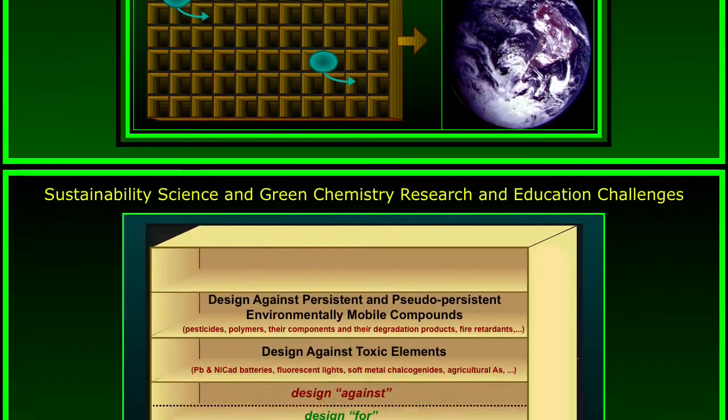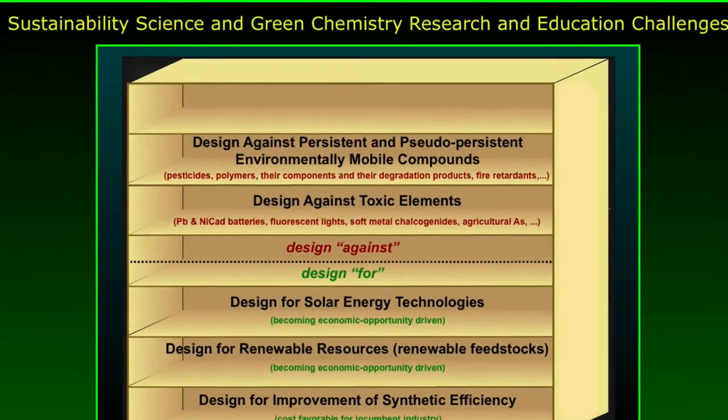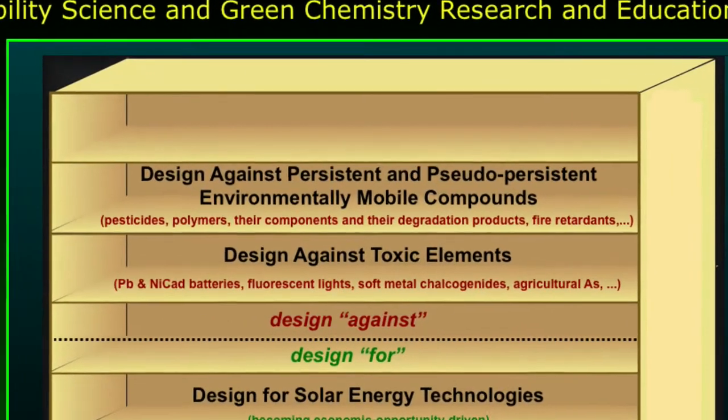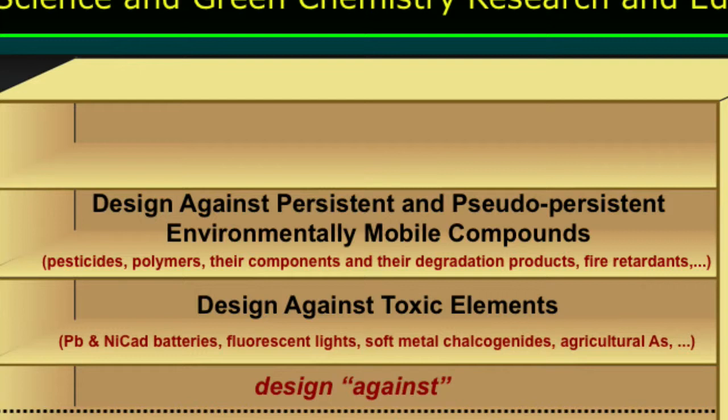The last two shelves that we have looked at, Design Against Toxic Elements and Design Against Persistent Environmentally Mobile Compounds, actually intersect beautifully with the principles of the natural step as defined by Karl-Henrik Robert and his colleagues in Sweden and throughout the world. The natural step principles can be worded as follows.